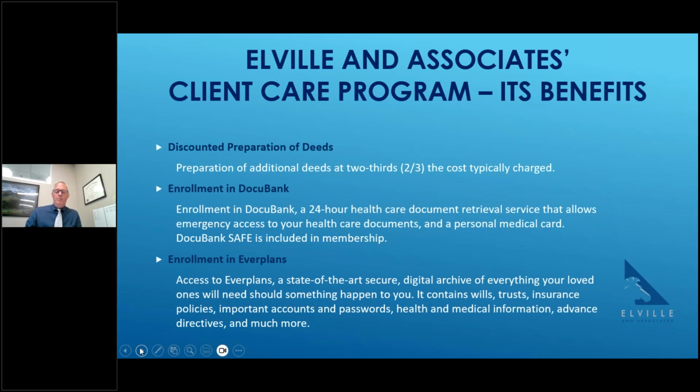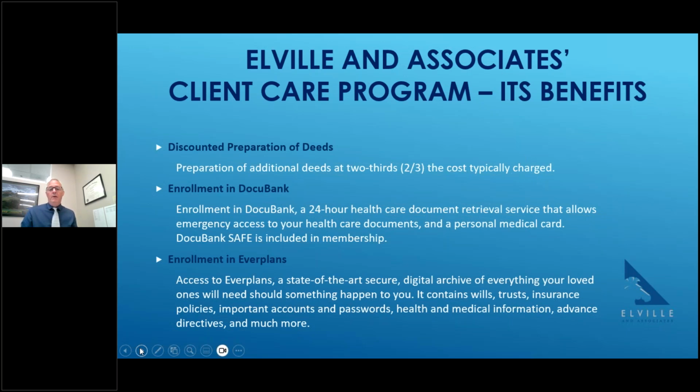We also pay for your enrollment in Everplans. Everplans is a very state-of-the-art secure digital archive where you can store everything that is important to you: contacts, financial documents, mortgage information, all of your estate planning documents. There are hundreds of different options, and everything is categorized to store in this very secure digital archive. So it's a little bit different than DocuBank in that it's not an emergency retrieval service. I would consider DocuBank more of an advanced directive retrieval service. It does have the safe option, which is nice, but Everplans is a little bit more concrete and easy to categorize things in your life that you would want to store in one place.